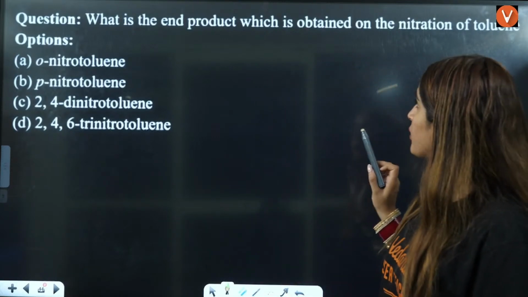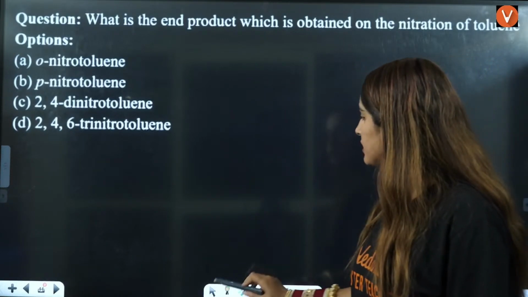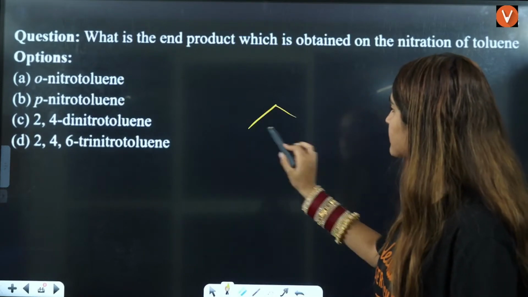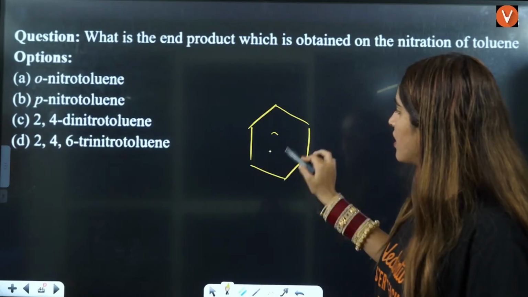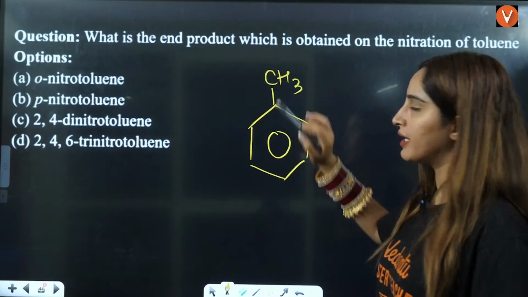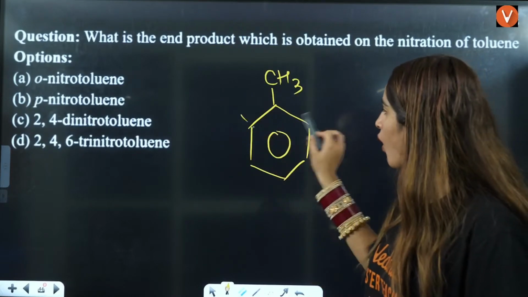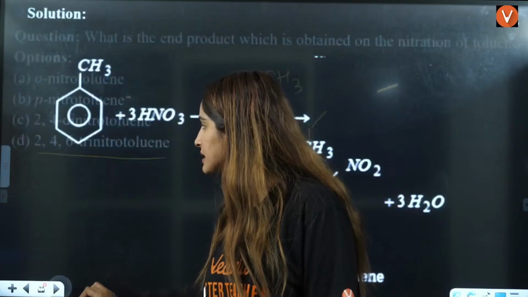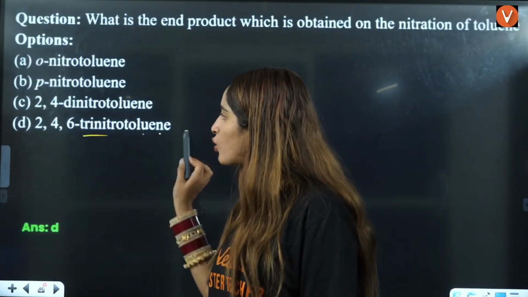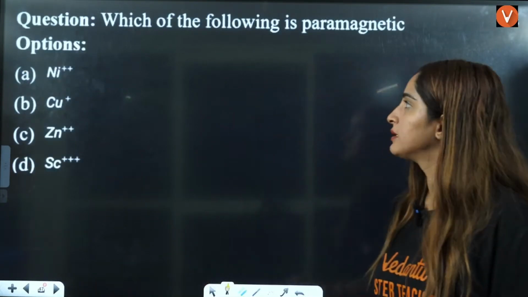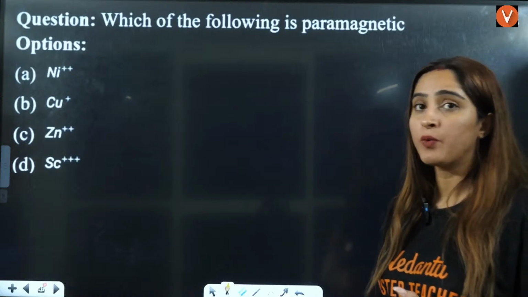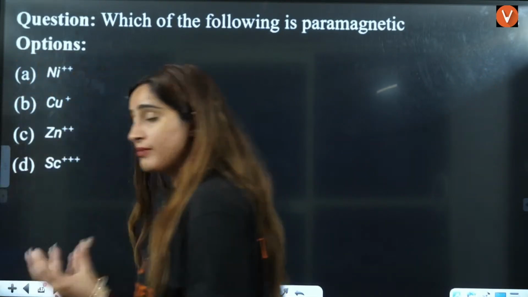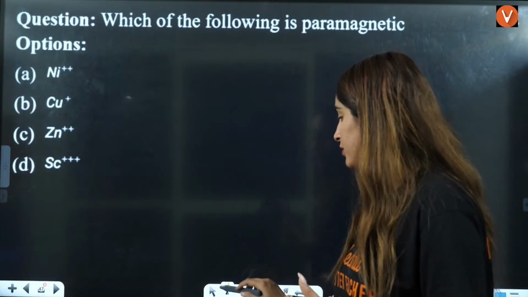What is the end product which is obtained on the nitration of toluene? So see, toluene means this thing. Toluene is ortho-para directing. So that is why on ortho and para positions you will have the attachment of NO2. So 2,4,6-trinitrotoluene will be formed. Next we have some questions, right? Let us see how many we are left with, because I need to message Namrata ma'am also after this, right?